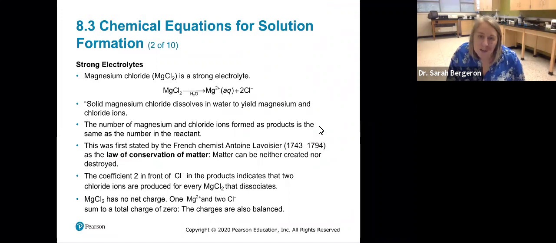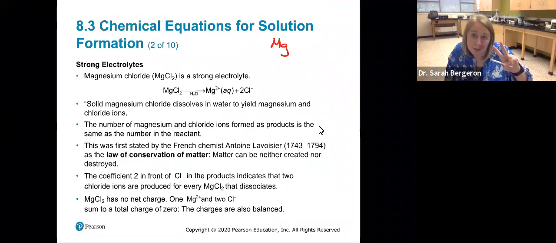Magnesium chloride is an example of the strong electrolyte that they did. So if you wrote the formula for MgCl2, if you went on the periodic table and looked up magnesium, you would see magnesium is in the second column. That second column tells us that we have a charge of +2.